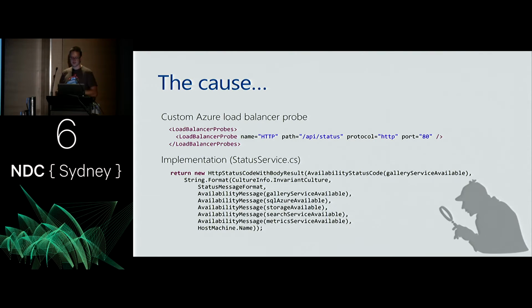So either it was our gallery itself which was gone, or it was our SQL database, could have been our storage system, could have been our search service, and could have been our metrics service. So one of these services was down, but we decided to not look into it at the moment the website was down and gone from the load balancer. We decided to fix the load balancer probe and just make sure that we were up and running again.